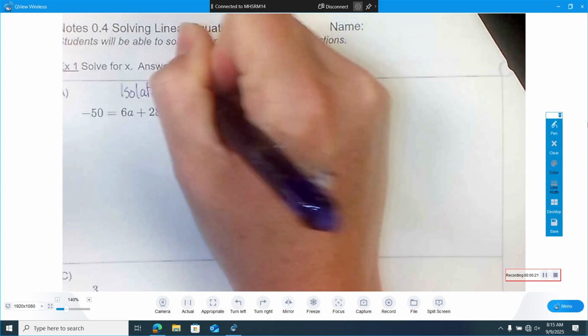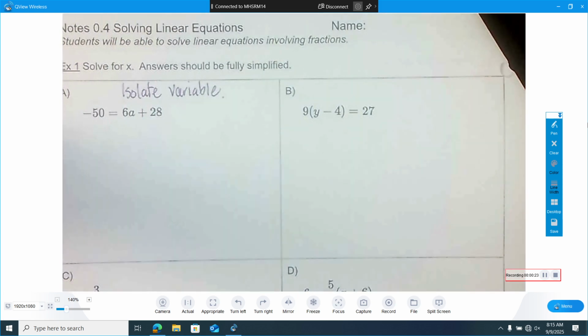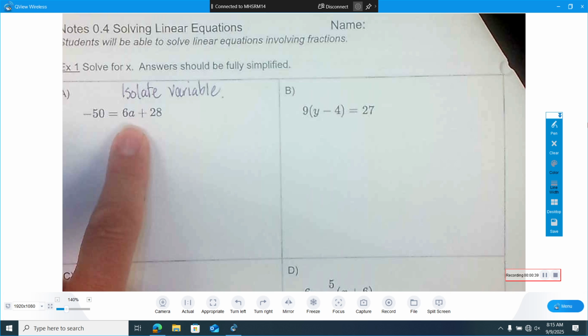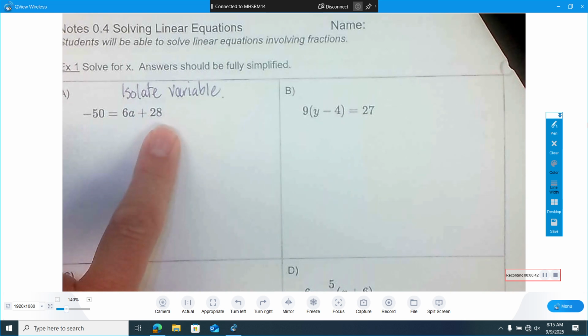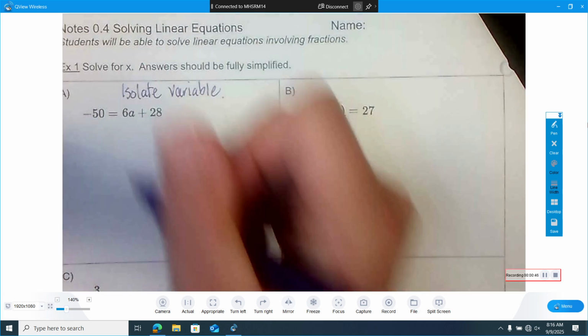What is a variable? In this case, it's A. It's the letter in our equation. The variable is the thing that varies. The value varies depending on the equation. The letter varies. It's the thing that changes, okay? And so we want to get the A by itself, and you can see we have another term, and we need to get rid of that term. What should we do? Good.